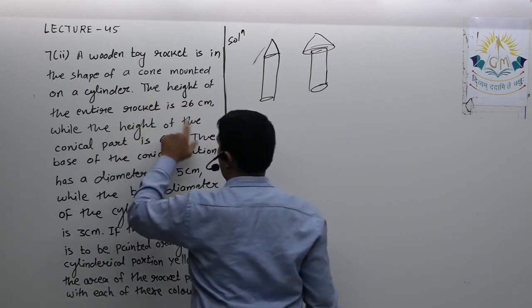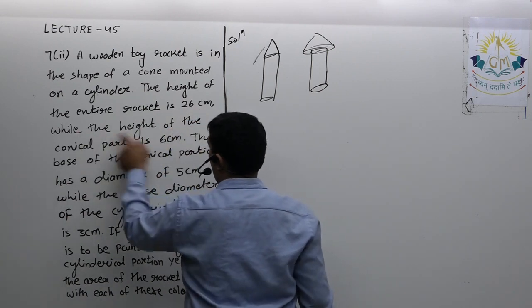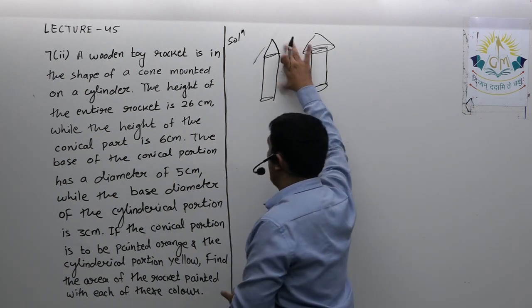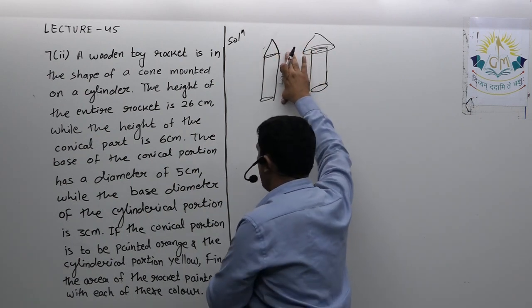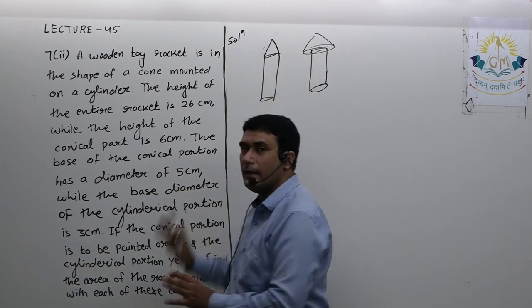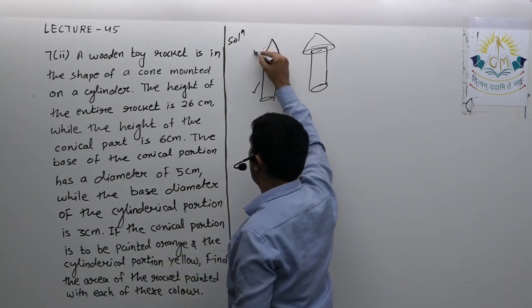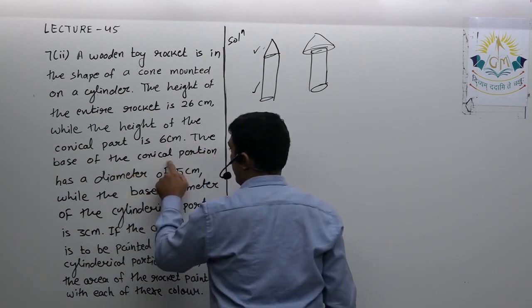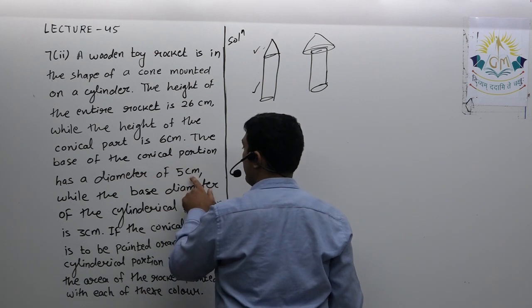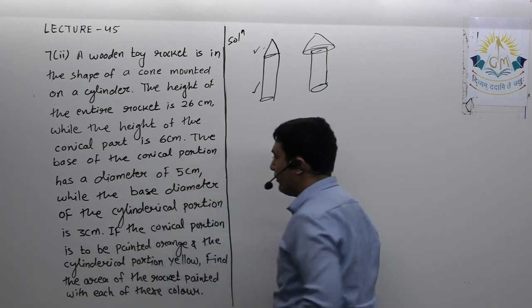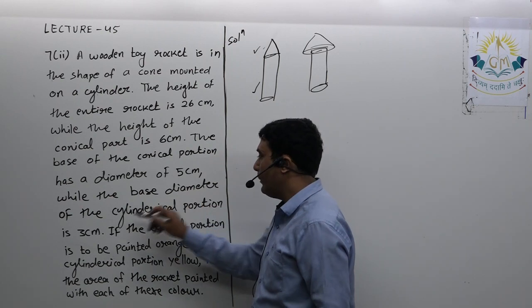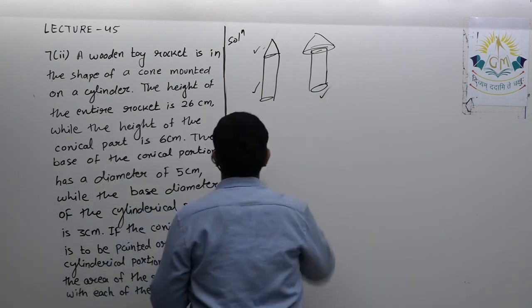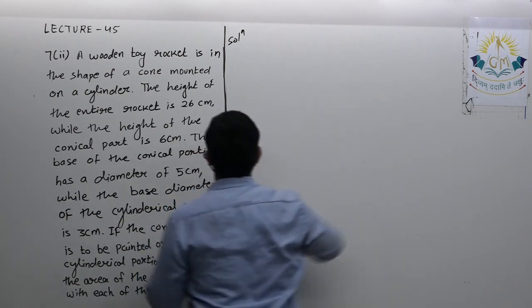The height of the entire rocket is 26, while the height of the conical part, that means the total length of the rocket as well as the height of the cylindrical part is given. So in short, we can say the height of both portions, cylindrical as well as conical, is given directly or indirectly. The base of the conical portion has a diameter 5 centimeter, while the base diameter of the cylindrical portion is 3. That means this is the actual diagram. So let us draw the diagram first.